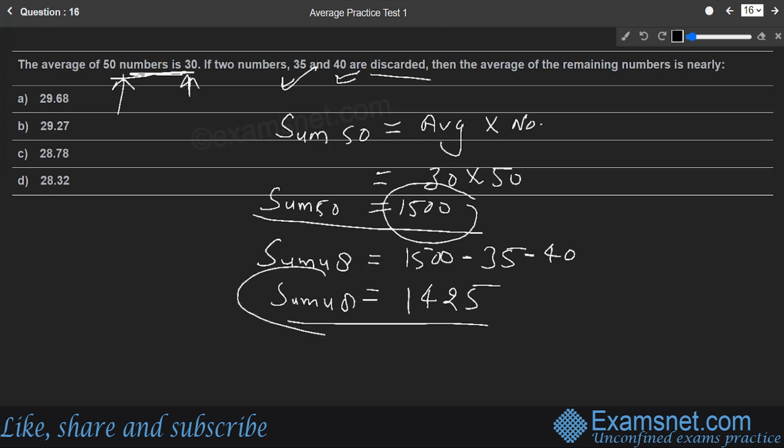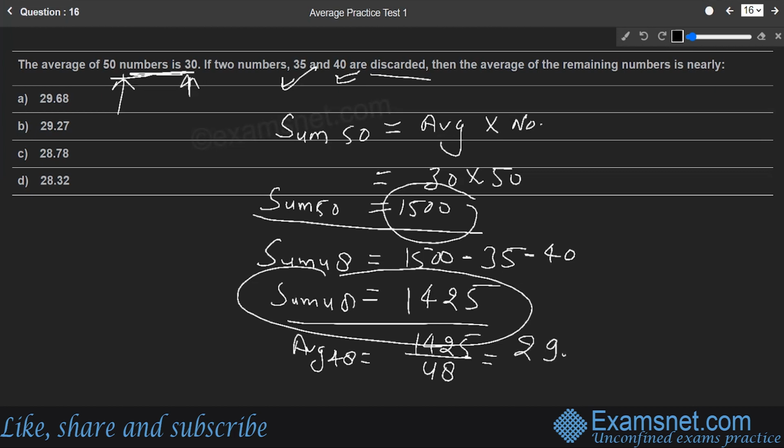So if the sum for 48 numbers is 1425, what is the average of those 48 numbers? It is obviously going to be the sum divided by 48, that is 1425 divided by 48. If we calculate this, it comes out to nearly 29.68, and that should be the new average of the remaining 48 numbers, 29.68. Let's see where it is available. It's available in option A, so it becomes the right answer for us here.